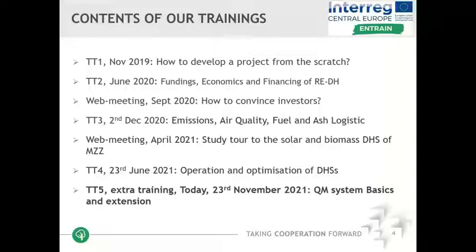And our fourth Train the Trainer session was the last training session that was held in June 2021. It was about operation and optimization of renewable district heating systems. In this training, we took a closer look at the technical aspects of optimization and modernization of district heating systems, as well as practical examples and optimization measures. Also, operation and plant monitoring according to the QM system were topics of the last training.